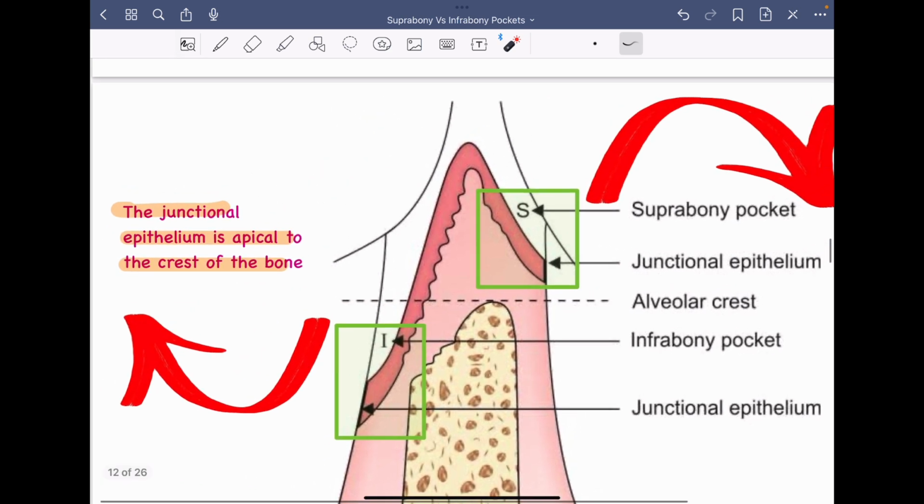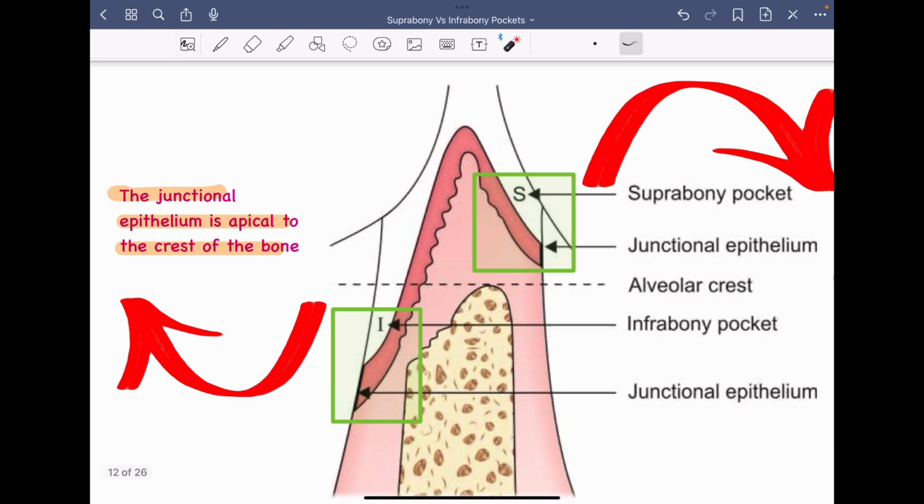Whereas in the case of the intrabony pocket, this is our junctional epithelium, and this part is your intrabony pocket, and the junctional epithelium here is lying way apical to the crest of the alveolar bone. So here is your suprabony pocket with the junctional epithelium coronal to the alveolar crest, and this is your intrabony pocket wherein the junctional epithelium is located apical to the crest of alveolar bone.